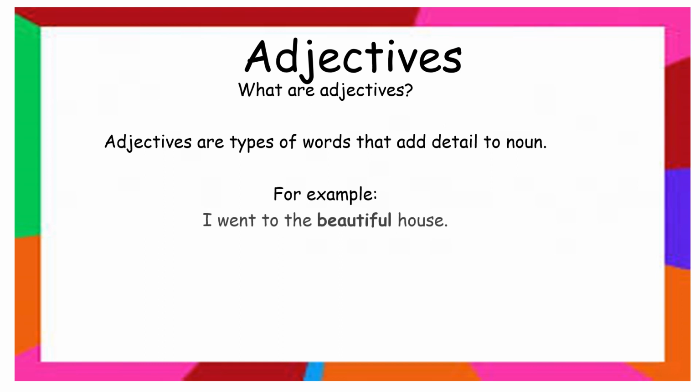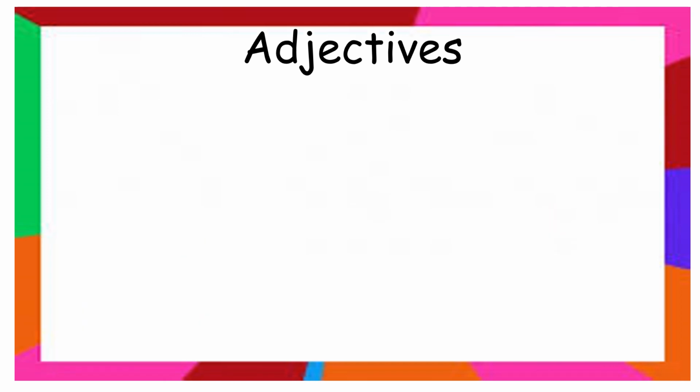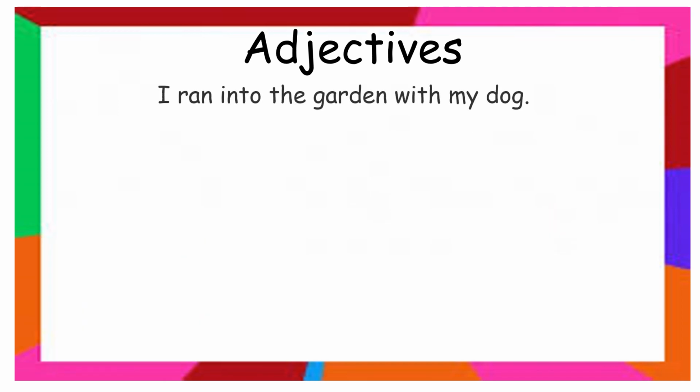Let's look at an example. I went to the beautiful house. The word beautiful is an adjective. Why? Because it's describing the noun house. So this is our adjective and this is our noun. The adjective describes the noun in the sentence. I went to a beautiful house. Let's look at some other examples.